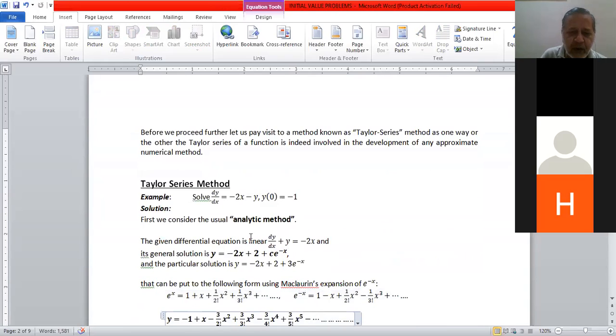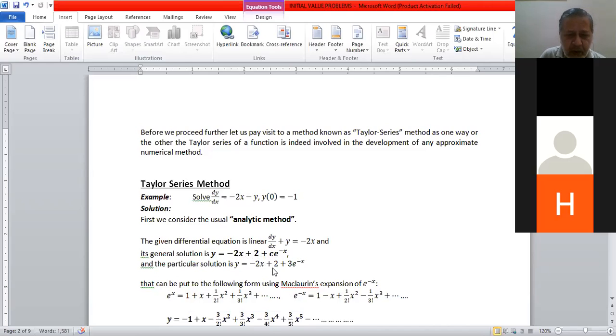You can go through how to solve this, which is a linear equation. And for a linear equation, you have a method that involves finding out the integrating factor. I have directly written down the solution here, the general solution. And using the initial condition, x is equal to 0, y is equal to -1, the value of C obtained is 3, and the particular solution is this.